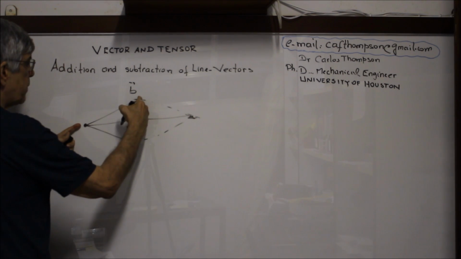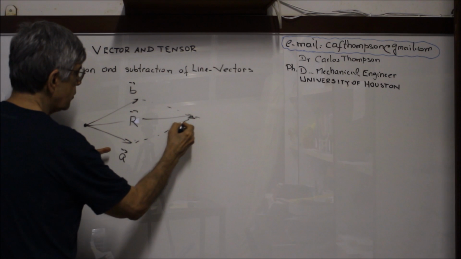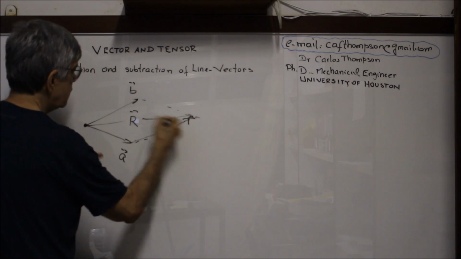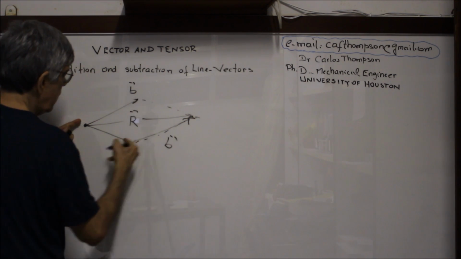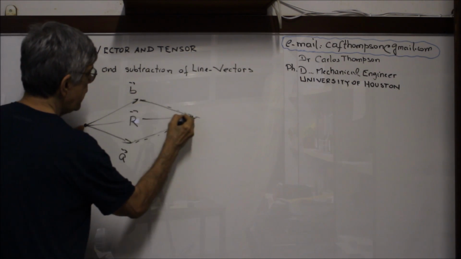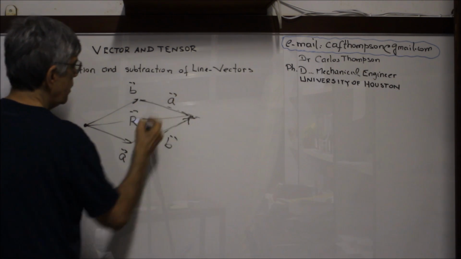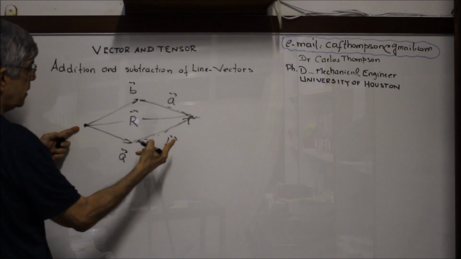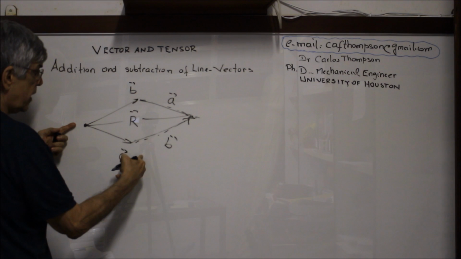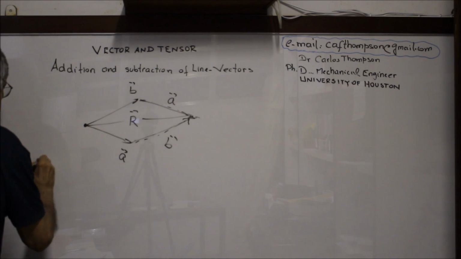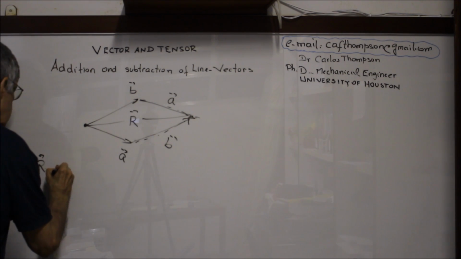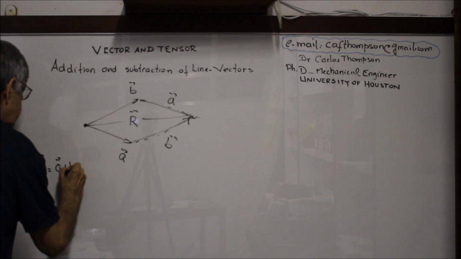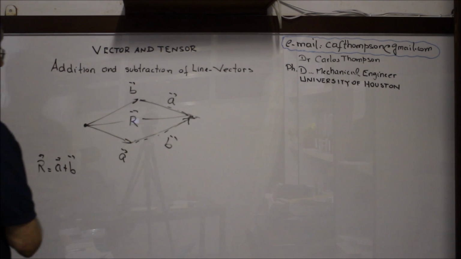This magnitude is equal to this magnitude. So here is vector B, and here is vector A. So R is B plus A, or A plus B. So you write here R is equal to A plus B.